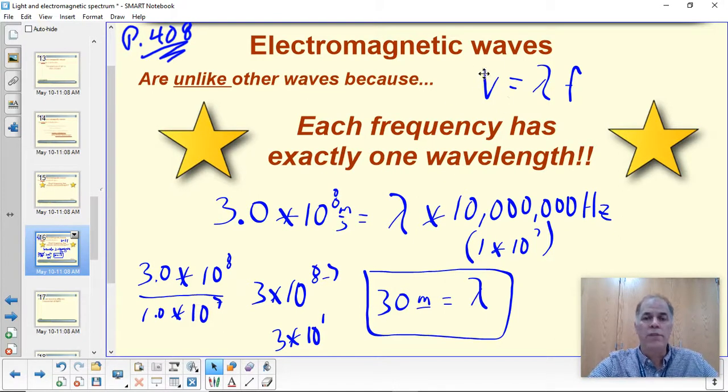V, the speed of the wave, is always the speed of light, 3.0 times 10 to the 8th. That's this right here. And if, for instance, you know that the frequency of this particular light is 10 million hertz, 1 times 10 to the 7th hertz, then you can solve for the wavelength, which in this case would be 30 meters, which is actually a very long wavelength for a light wave. And likewise, if you know the wavelength, 30 meters, you can figure out that the frequency is 10 million hertz, because V is always the same for all light waves.